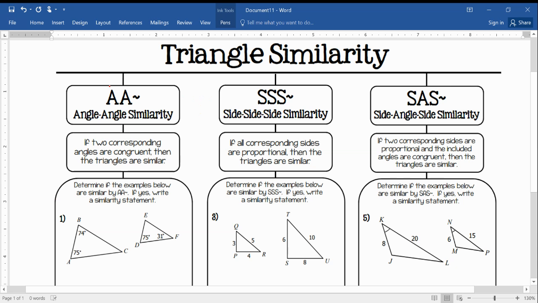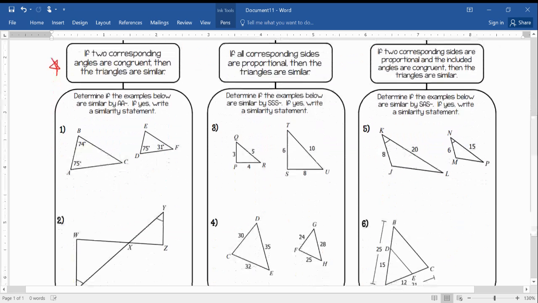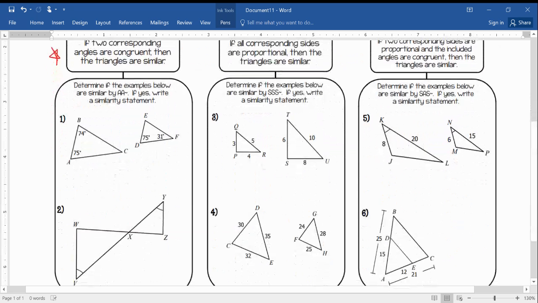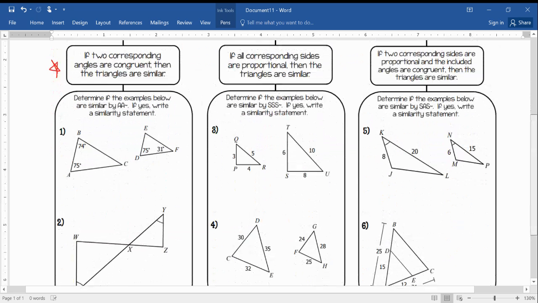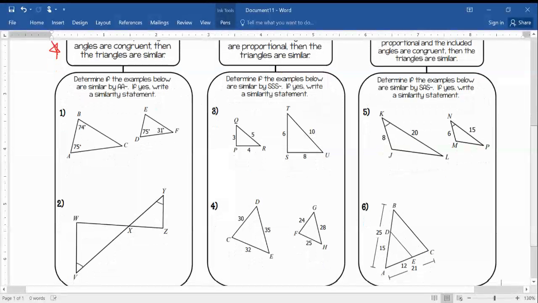So for angle similarity, here's what it says. If 2 corresponding angles are congruent, then the triangles are similar. So you can see how it looks here in the column. There are 2 examples, and we're going to do both of them, okay? So write that part down. If 2 corresponding angles are congruent, then the triangles are similar. All right, and then we're going to do both of these examples.